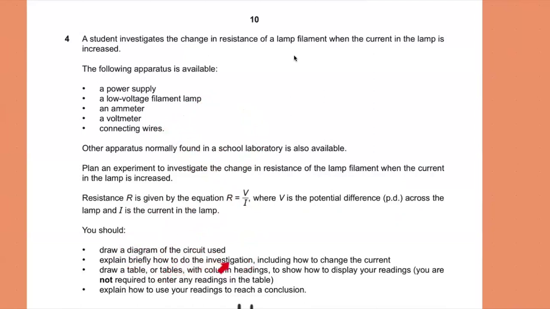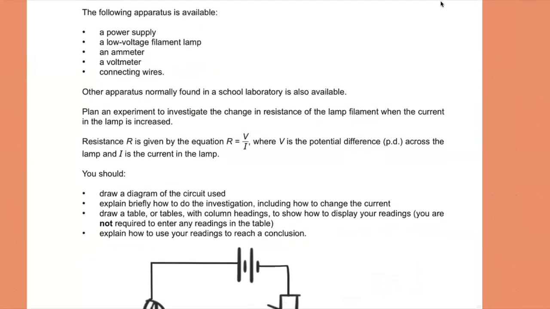Explain briefly how to do the investigation, including how to change the current. So if you look here, we did not have any equipment which is allowing us to change the current, right? So here you have to talk about what you should use to change the current. One of the most obvious ways is to use a variable resistor, right? That's how you can change the current, and draw a table or tables to show how you are going to display your readings. Explain how to use your readings to reach a conclusion.